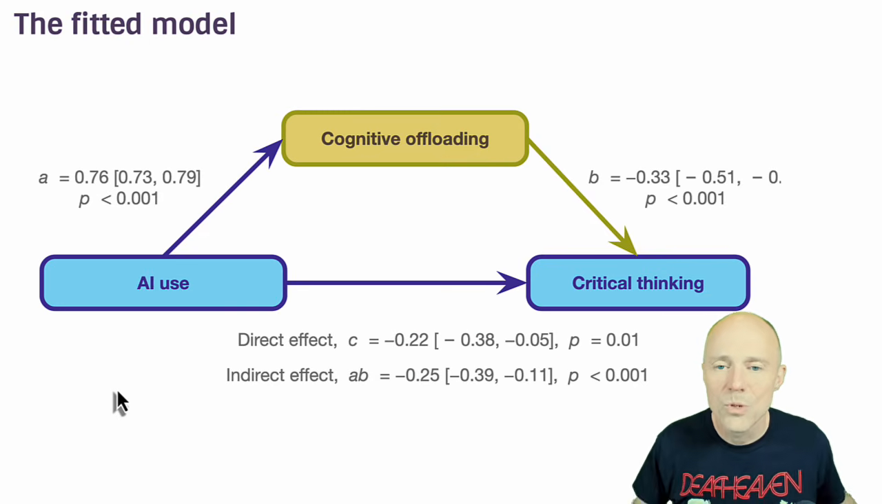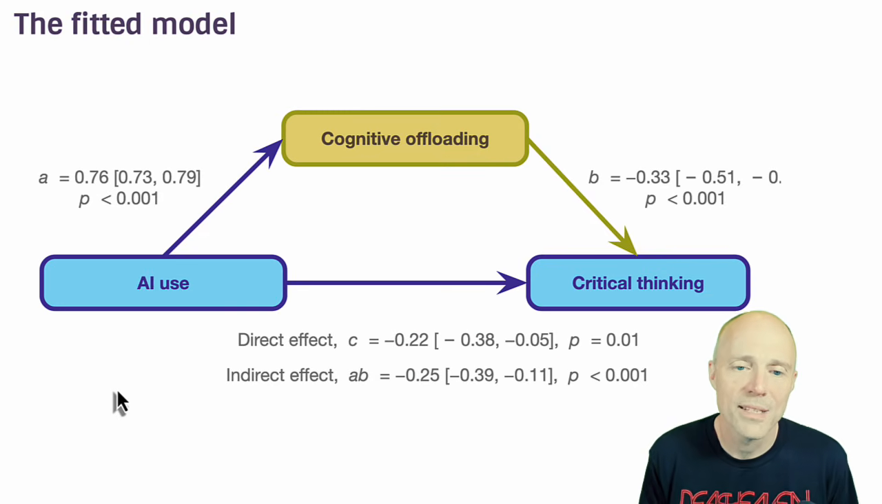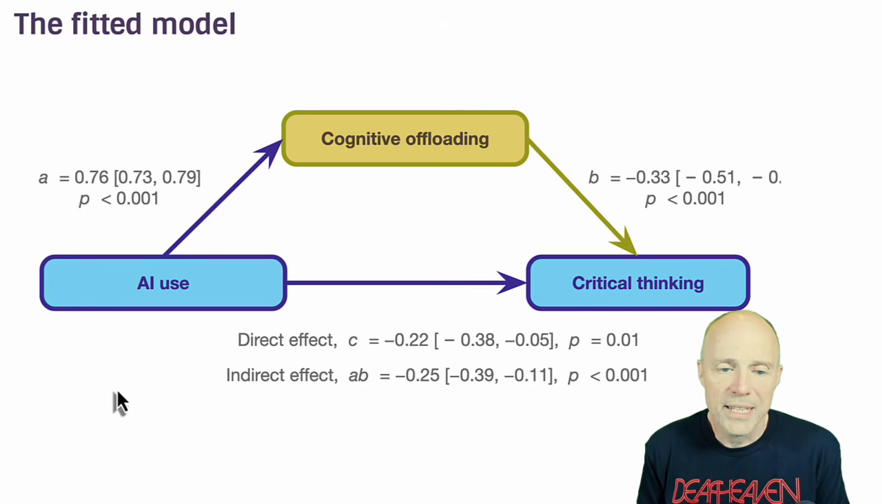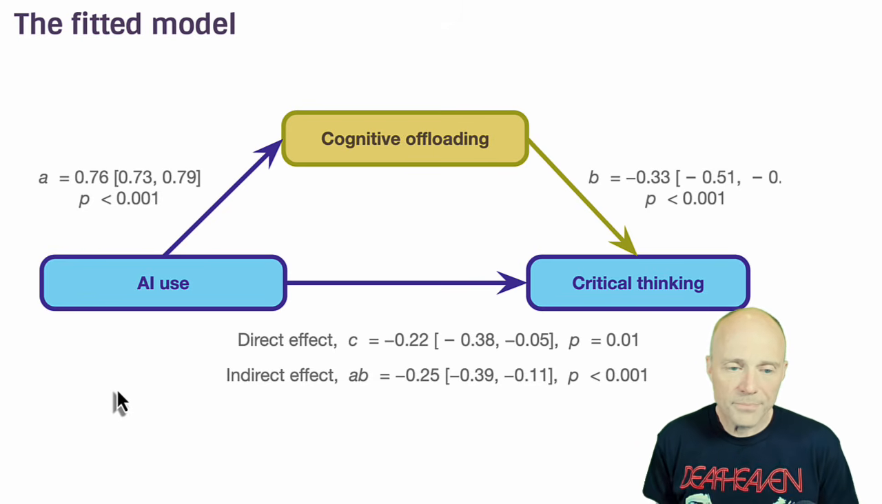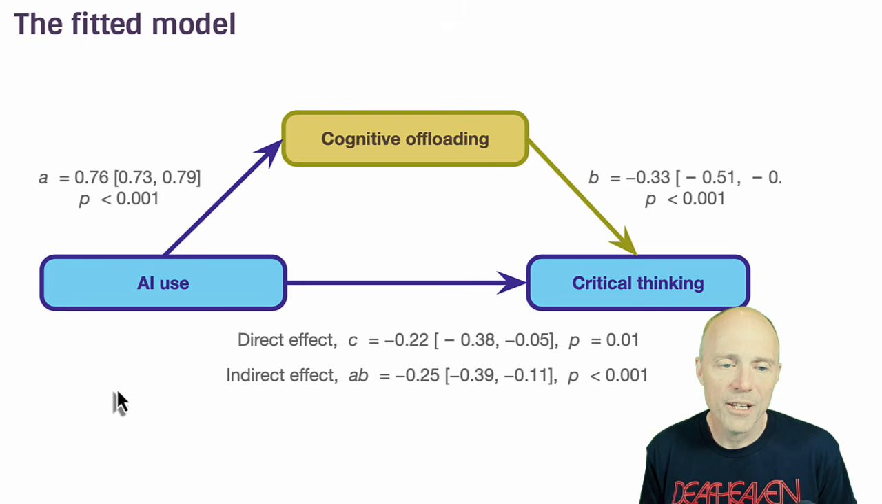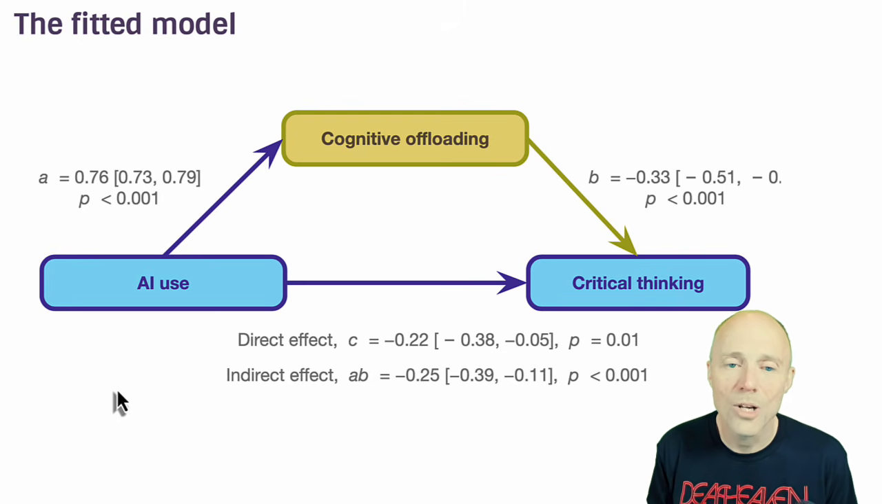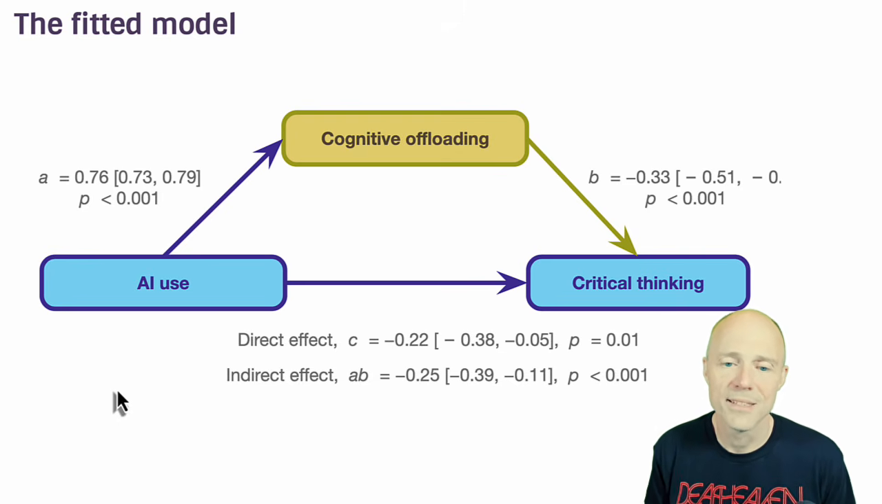We could extract all of the results from those tables into this diagram like I have done here. And what this effectively tells us is that there is a significant mediated relationship between AI use and critical thinking. So in other words, the relationship between AI use and critical thinking that goes via cognitive offloading is significant.